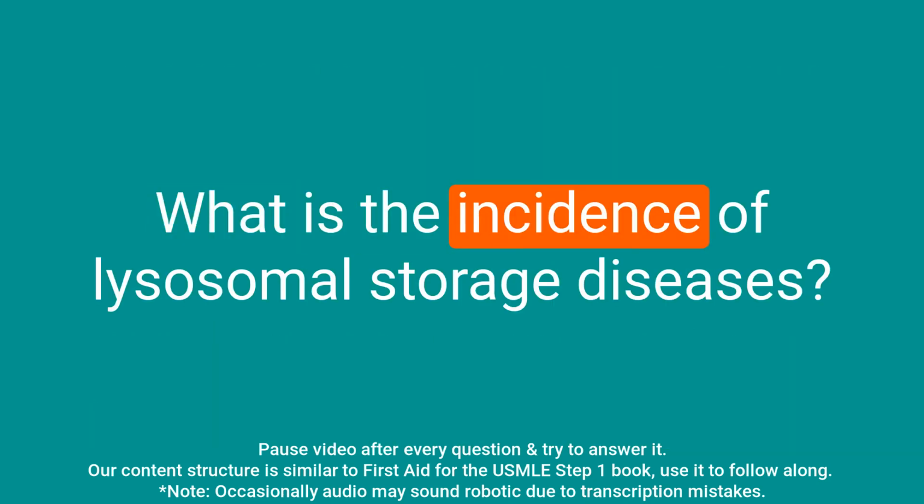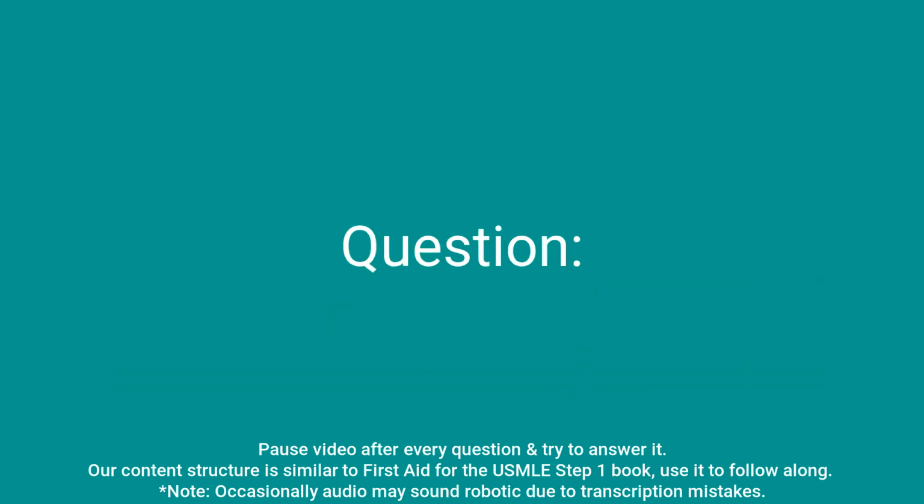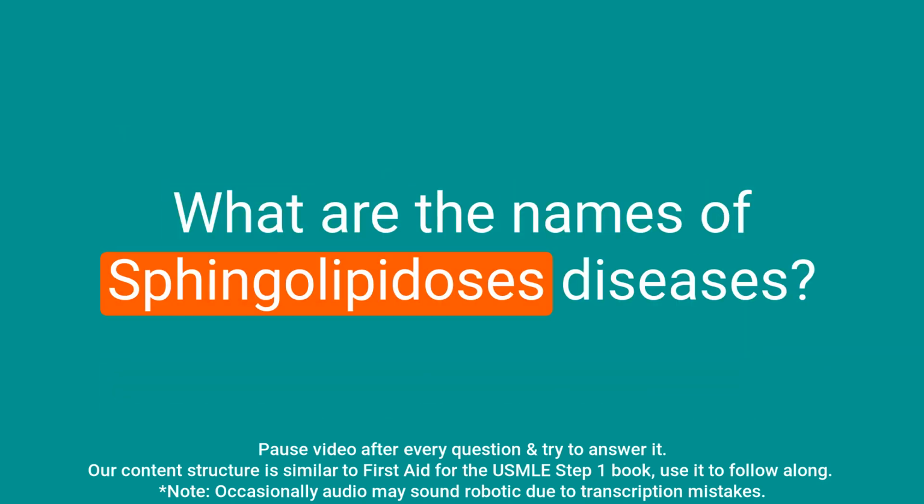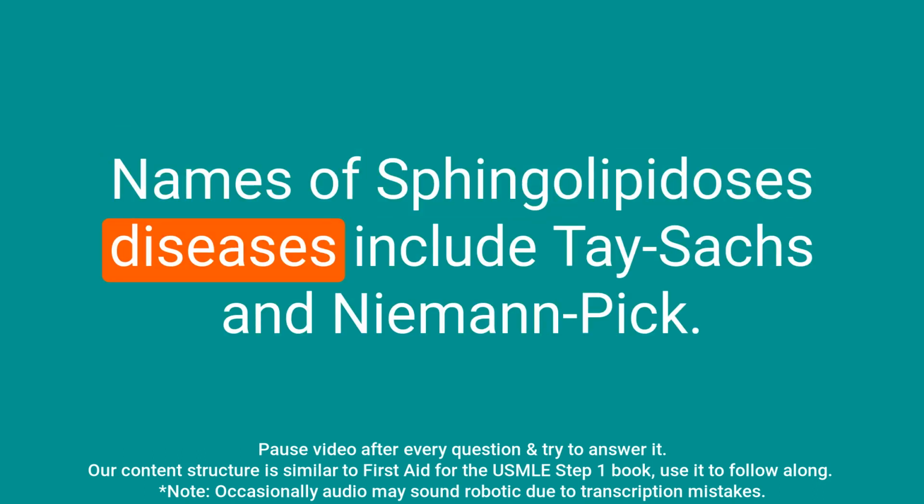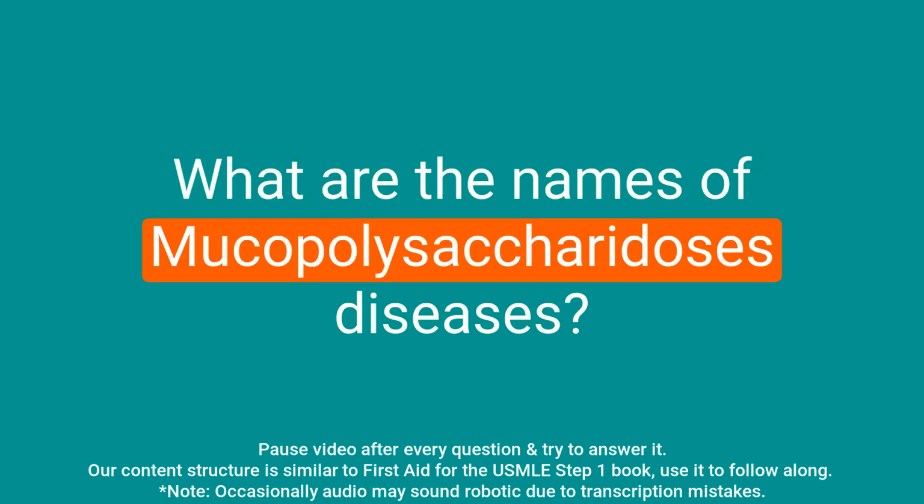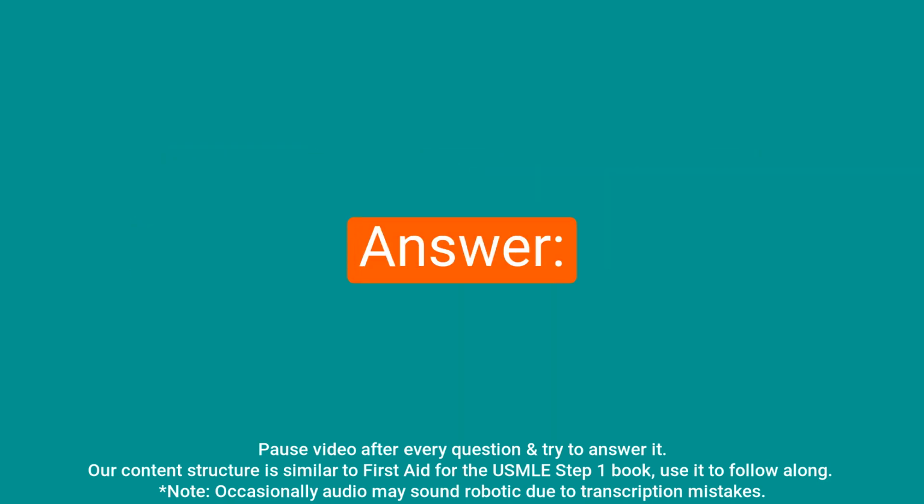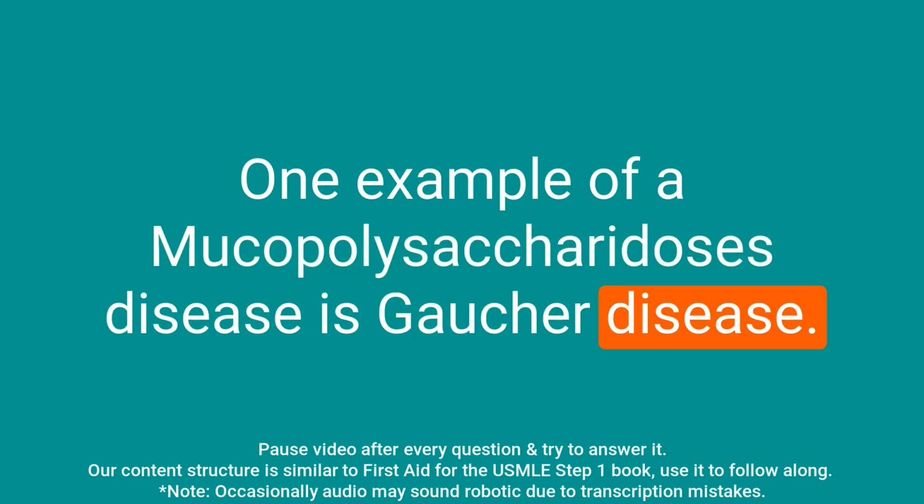Question: What is the incidence of lysosomal storage diseases? Answer: Lysosomal storage diseases have an incidence of Tay-Sachs, Niemann-Pick, and some forms of Gaucher disease in Ashkenazi Jews. Question: What are the names of Sphingolipidoses diseases? Answer: Names of Sphingolipidoses diseases include Tay-Sachs and Niemann-Pick. Question: What are the names of Mucopolysaccharidoses diseases? Answer: One example of a Mucopolysaccharidosis disease is Gaucher disease.